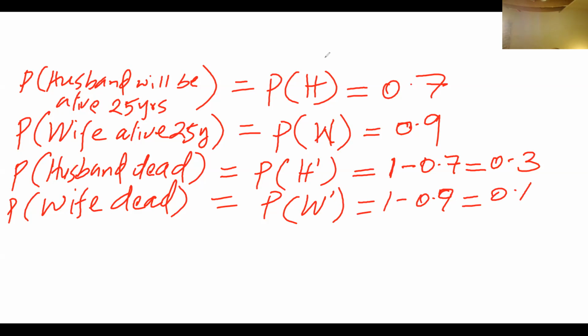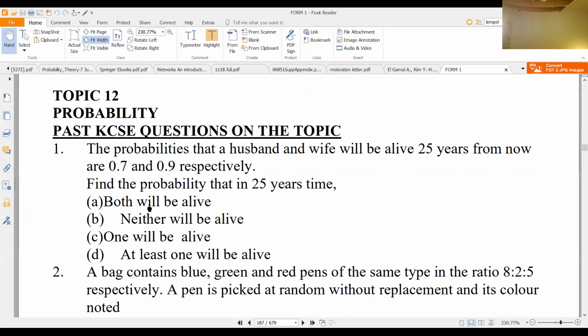We can go back and look at our question again. Now find the probability that A, both will be alive; B, neither will be alive; C, one will be alive; D, at least one will be alive. So both will be alive, neither will be alive. Let's start with those two.